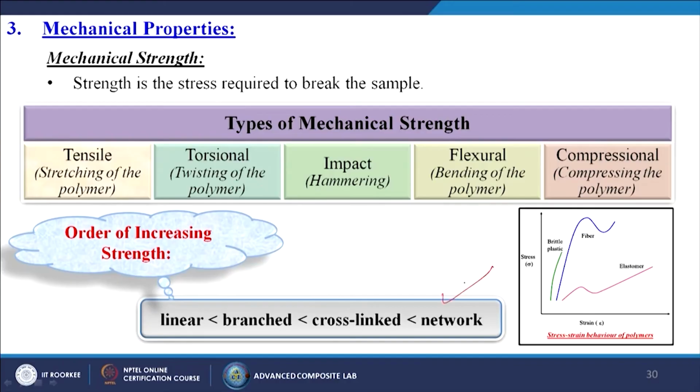So, what is the order of increasing strength? In that particular case, network is the highest one, then cross linked, then branched, and linear is the lowest one. Here, if we see the stress strain curve of the polymers, for the brittle plastic, fiber and the elastomer you can see the maximum strain for the elastomer. In terms of stress, fiber is the highest one.